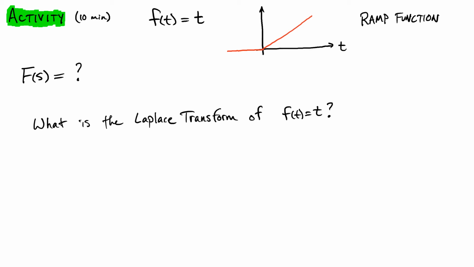The next function we'd like to add to our repertoire to build the Laplace transform table is a ramp function. And the ramp function just looks like this. So it's a linear ramp that starts at time t equals 0 and just increases linearly, in this case with just a unit slope. And so we're interested in applying the definition of a Laplace transform in order to figure out what the Laplace transform of this ramp function is.